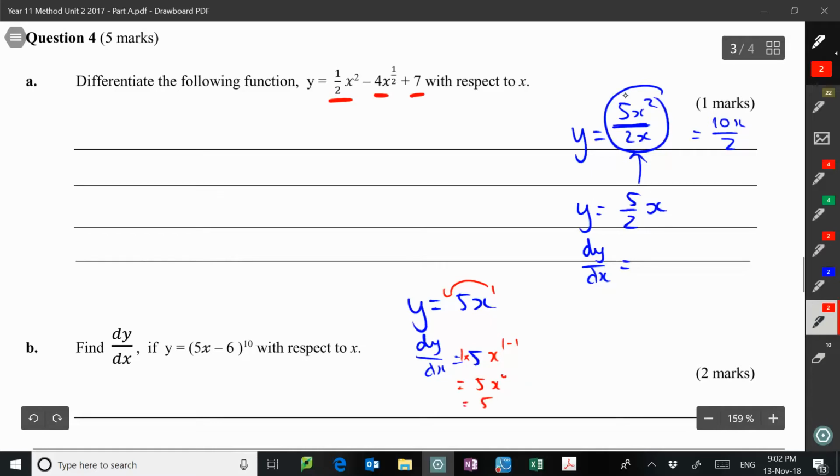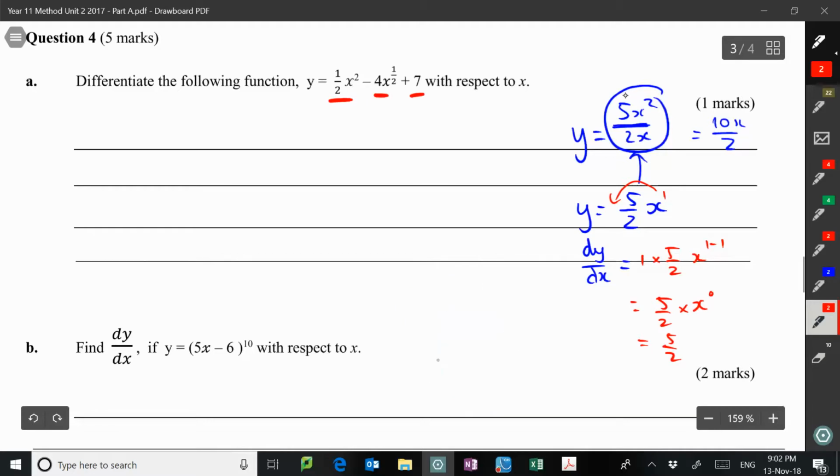Now, same thing over here. That's power of 1, drop down the 1, so it's 1 times 5 on 2, x to the power of 1 minus 1, and then you got 5 on 2 times x to the power of 0, and it's the same thing, 5 on 2. No dramas, the same drill. Don't be afraid. Don't be scared of fractions, okay?